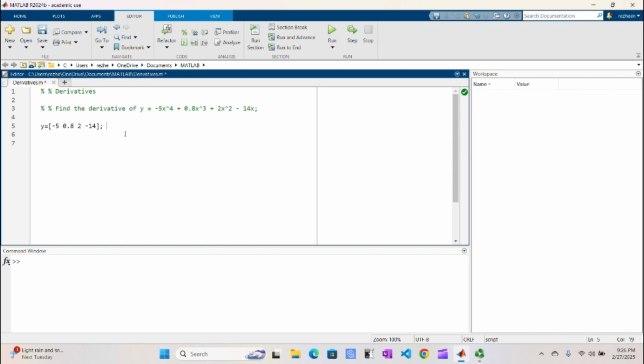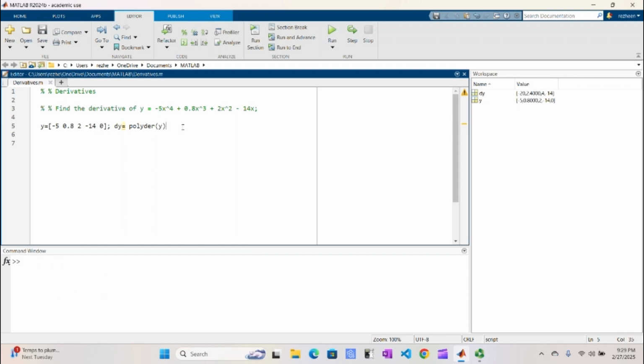And here we use the polyder function. So we say dy equals polyder of y. All right. So if we run this, this gives us the derivatives.